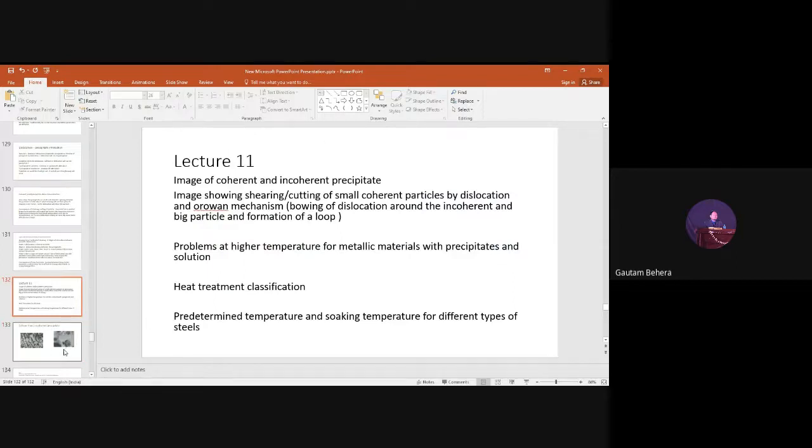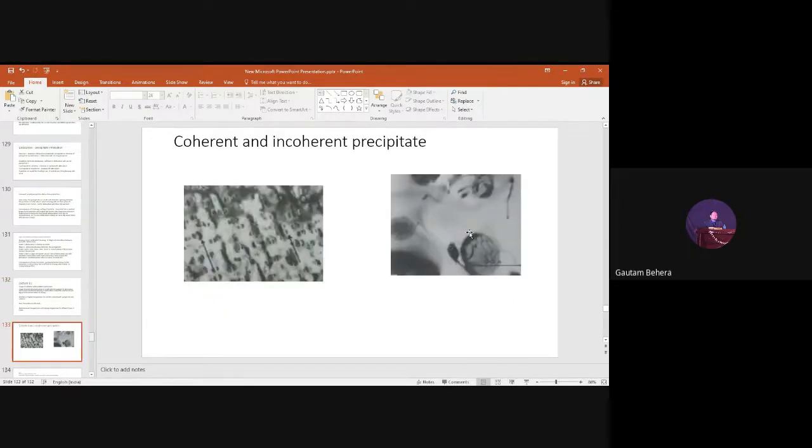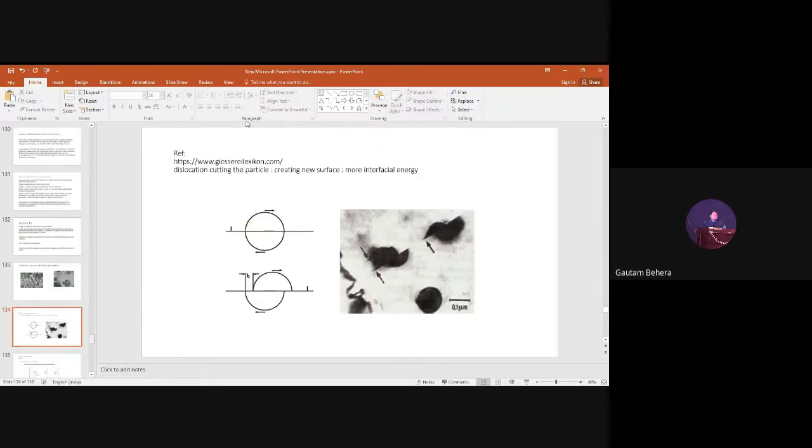And you can see this is an image showing bigger particles, incoherent particles, and you can see dislocation interaction is there. The dislocation is interacting with the bigger particles here. You can see the dislocations here. Now this is a very good image which shows dislocation and particle interaction. If you remember, in the previous lecture we discussed what happens to the precipitate particle when it is small and coherent.